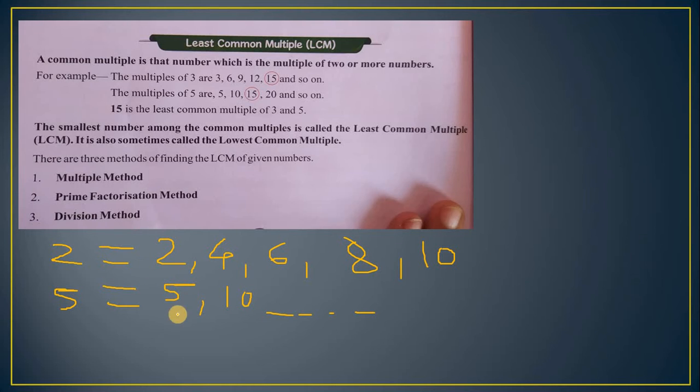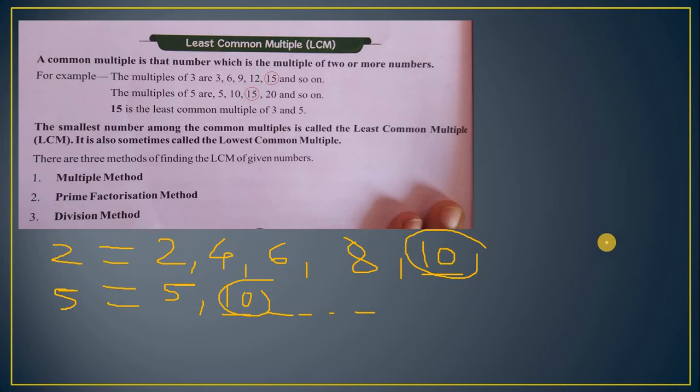Now you observe the common number in both lists. 2 is present here, 2 is not here. 4 is present, 4 is not here. So 10 is present here and it is present here. So this is the common number which comes first and is present in the multiples of 2 and 5. And this is the least common multiple. Means before 10, no number is present that is common in the multiples of 2 and 5. This is the first number which is common in the multiples of 2 and 5.